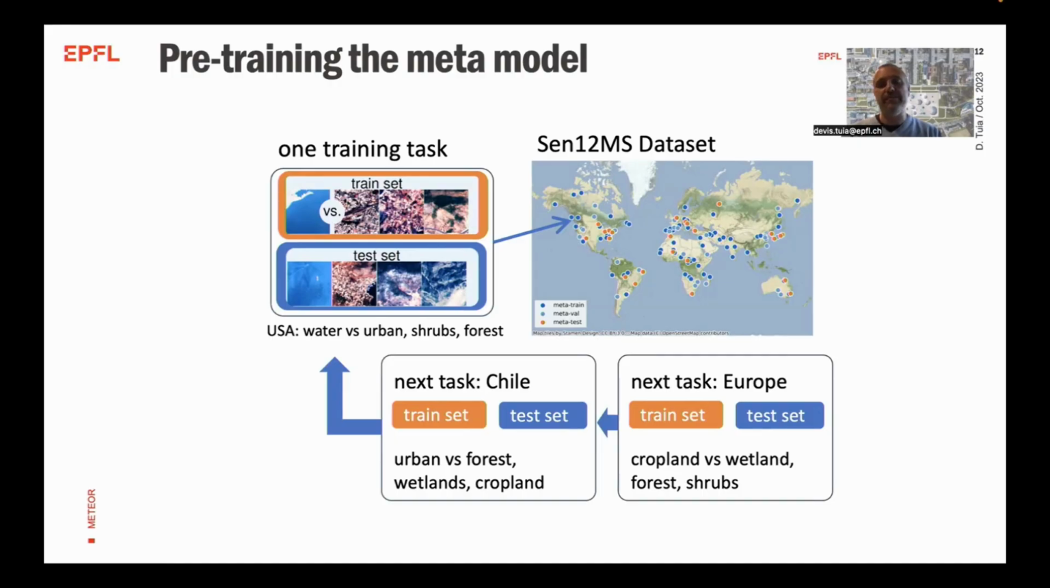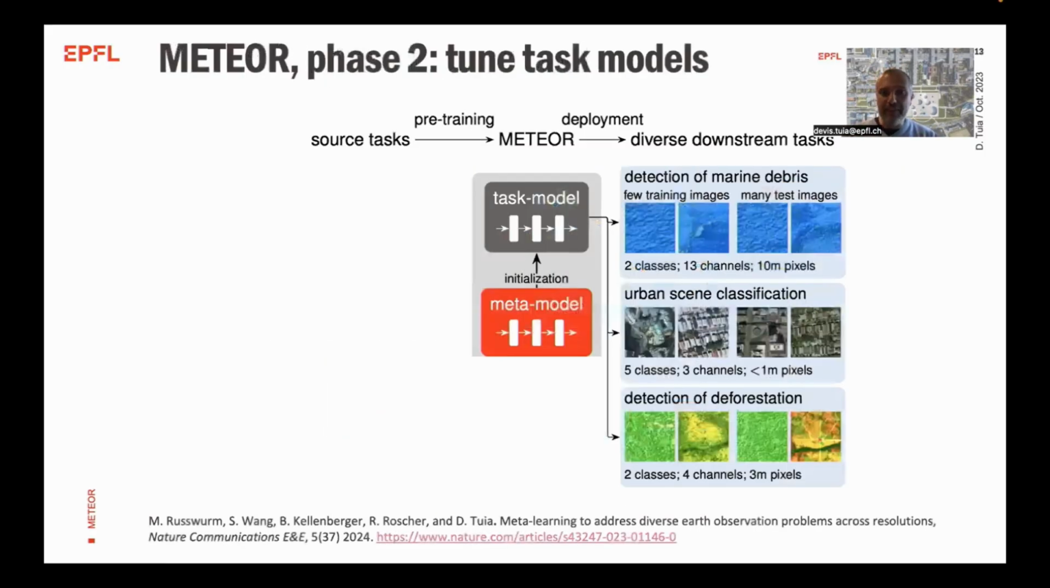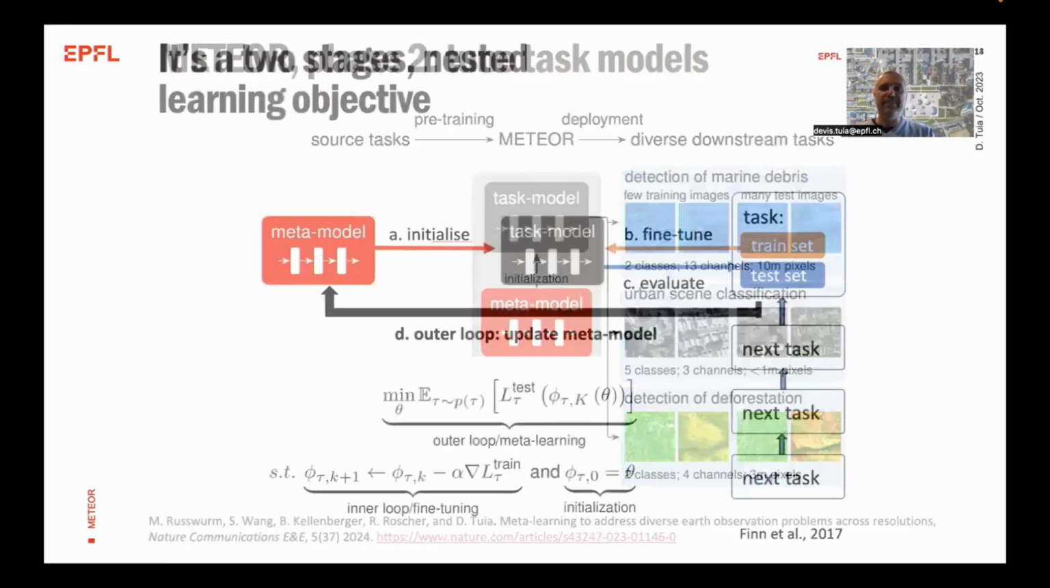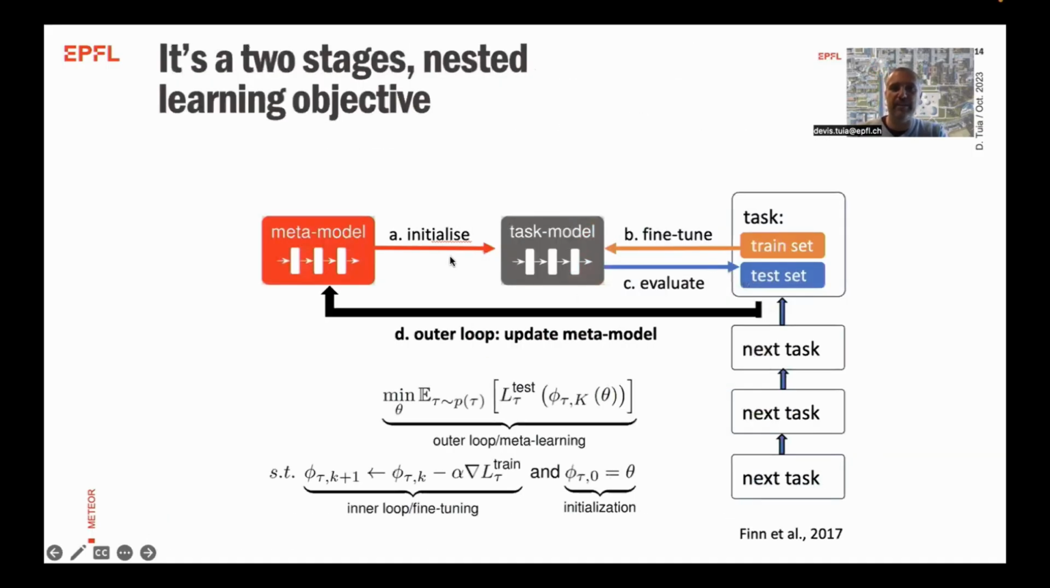And by doing that, we're basically learning a pre-trained representation that is very good at shifting with very, very little training data. When we have the meta model, then it's time to learn the task models, which are models that specialize in single downstream tasks. So the meta model, the red one, is one. The task model, you will have one per application. Okay? So in this case, we will use this type of flowchart.